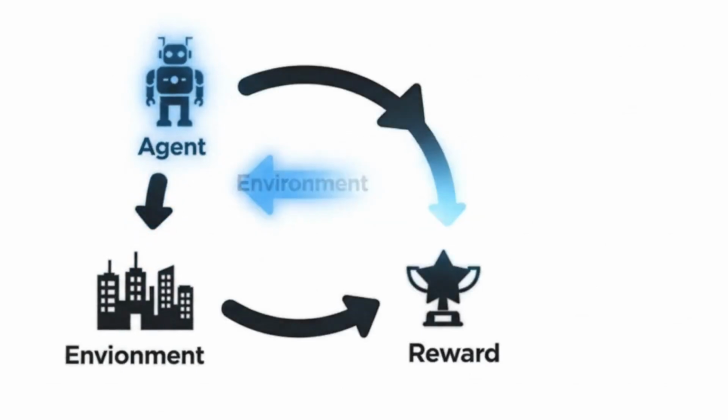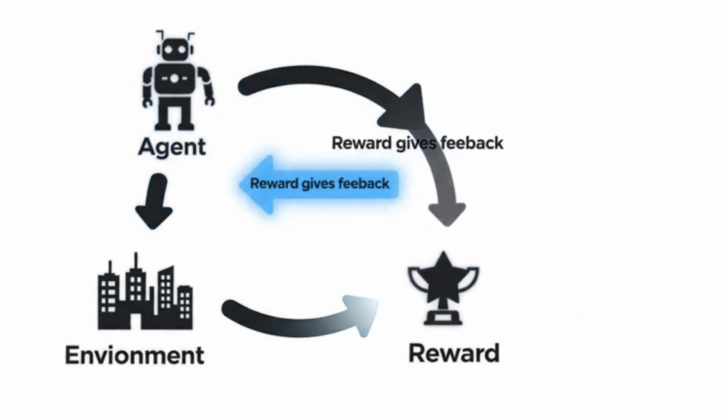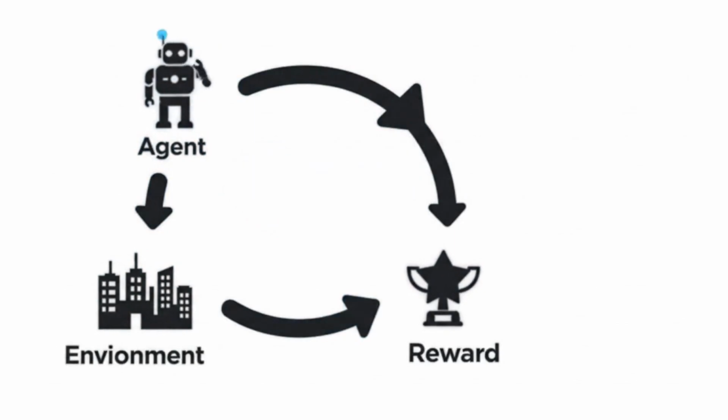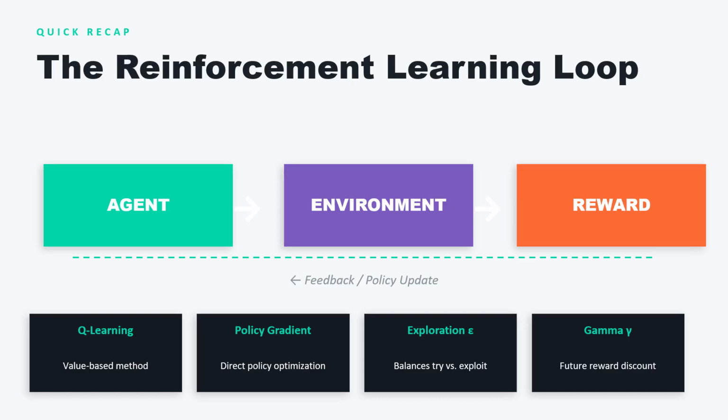Before we dive into applications, let us quickly recap how reinforcement learning works. At the center, we have three main components. The agent, this is the learner or decision maker. The environment, everything the agent interacts with. The reward, feedback that tells the agent if it did well or not. The agent takes an action, receives feedback and updates its strategy. This loop continues again and again.